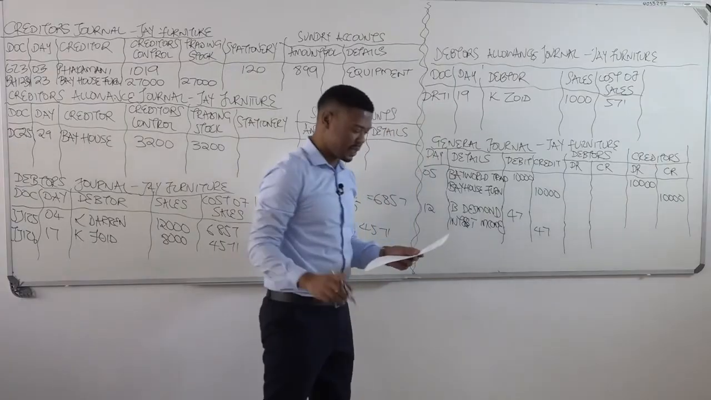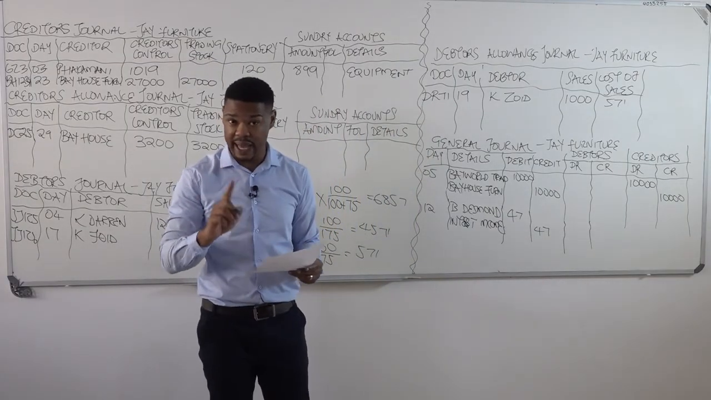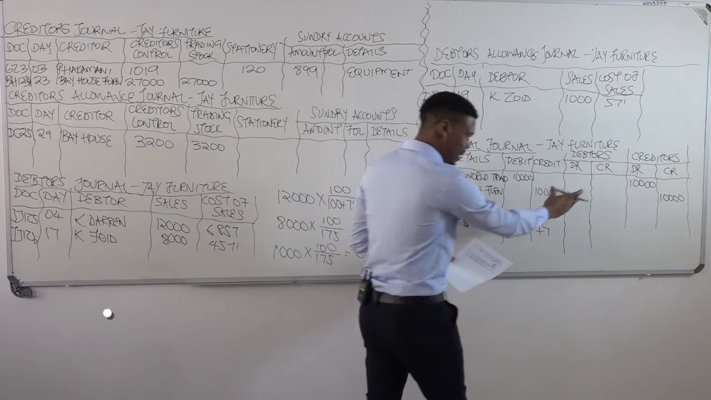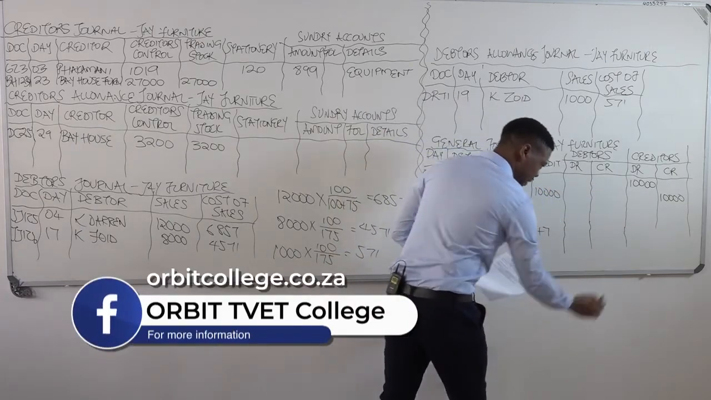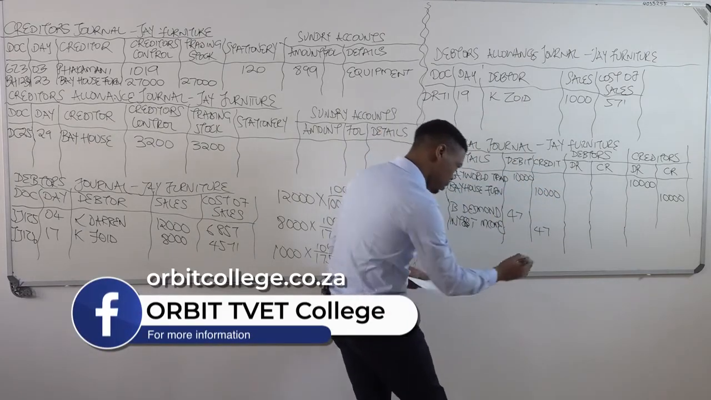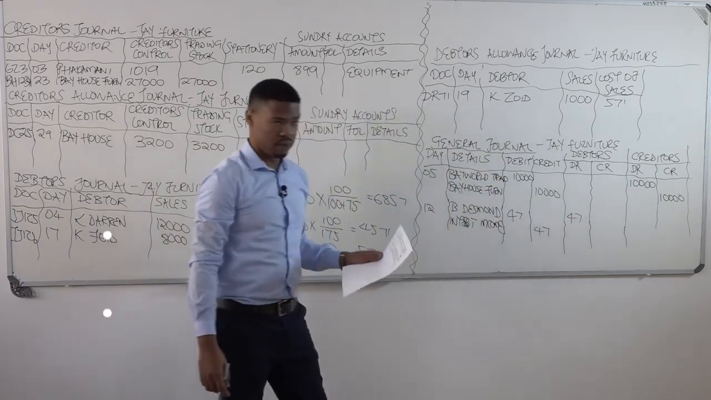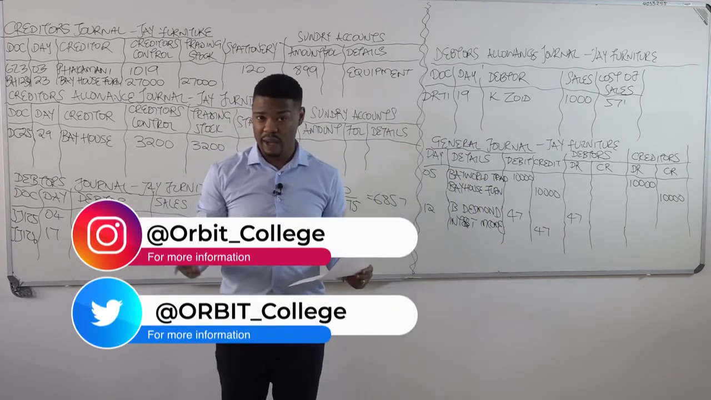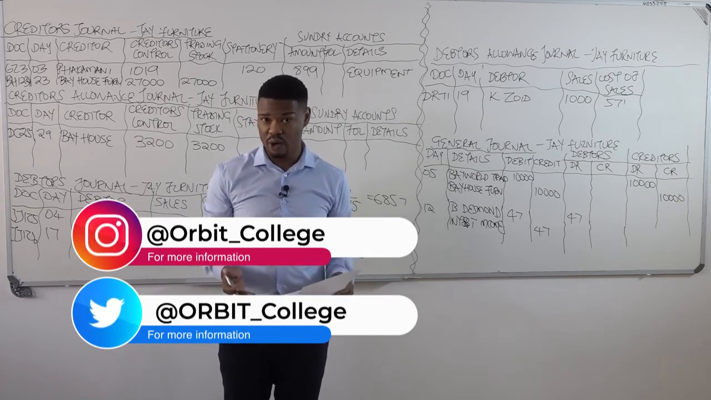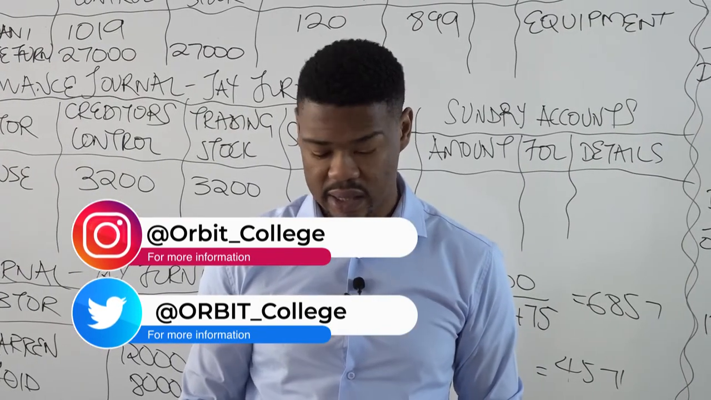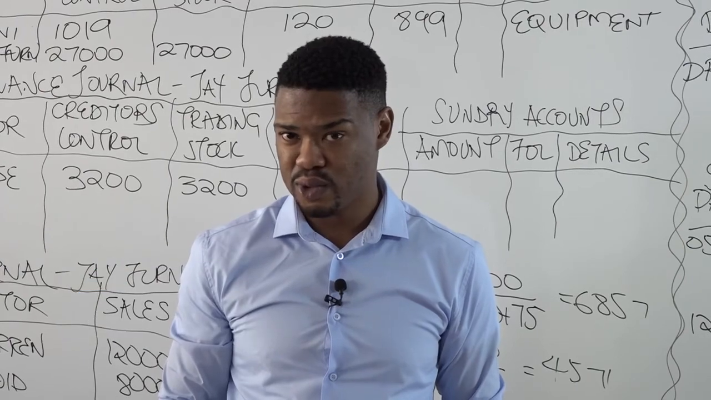Remember the transaction says add interest to the account of debtor. So we'll go under the debtors columns and put 47 Rand under debtors control. And that is how an example of how you will do your journals for Applied Accounting Level 2. Thank you.